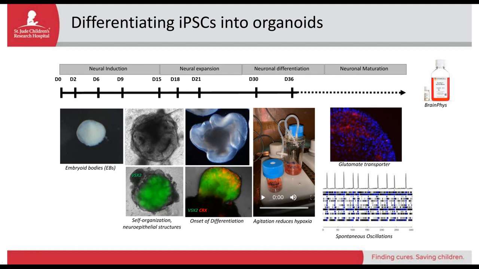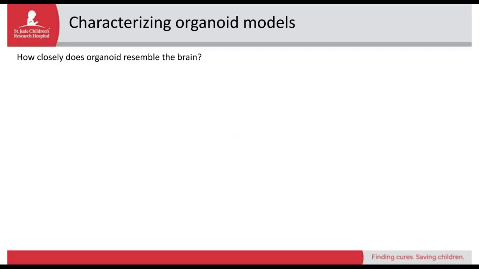Now, different labs have their own customized, optimized protocols for differentiating iPSCs into different types of organoids of the brain. However, there are also commercially available kits, such as this one from STEMCELL Technologies, which can also be used for differentiating iPSCs into brain organoids.